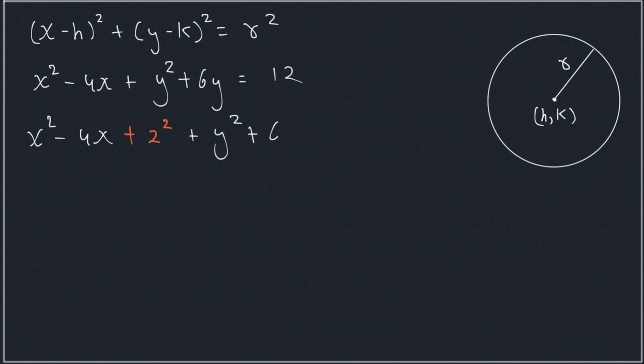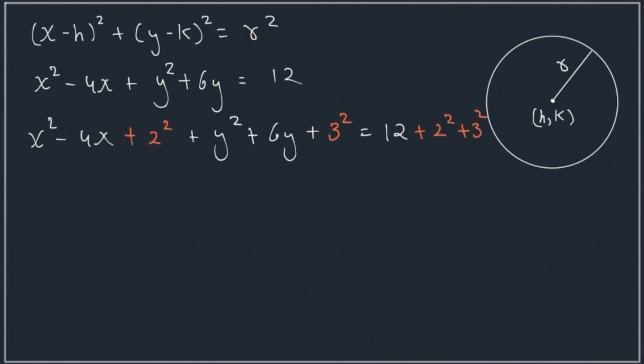Similarly, let's look at the y part of the equation. Divide the coefficient of y, that is 6, by 2. We will get 3. Add the square of 3 to both sides. In short, you have to complete the binomial square for the x part of the equation as well as for the y part of the equation. You can do this by dividing the coefficient of x by 2 and adding the square of it to both sides. And you will need to do the same thing for the coefficient of y as well.